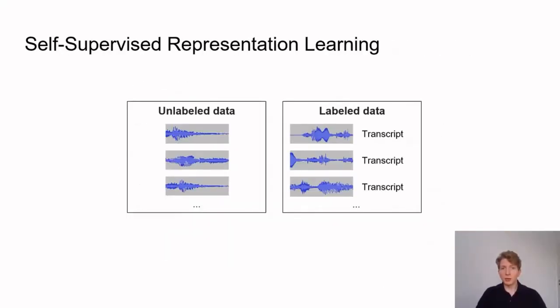We are now coming to the second part of this talk, where we look at self-supervised representation learning methods for speech recognition. We again are in the same situation as before, where we have large amounts of unlabeled data, which we want to use to improve our model's performance on a downstream task, of which we only have a small amount of labeled data available. This time, however, our approach is a bit different.